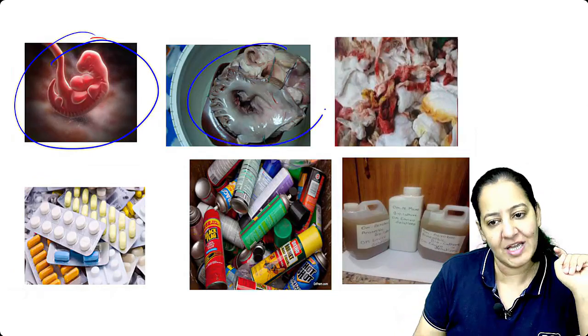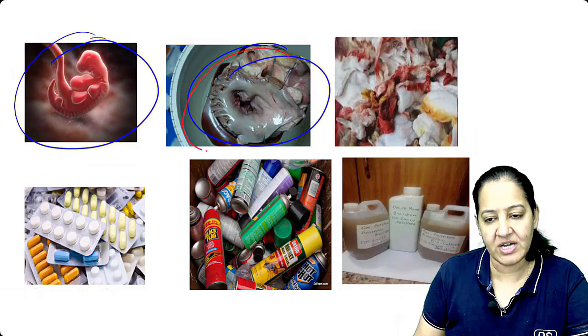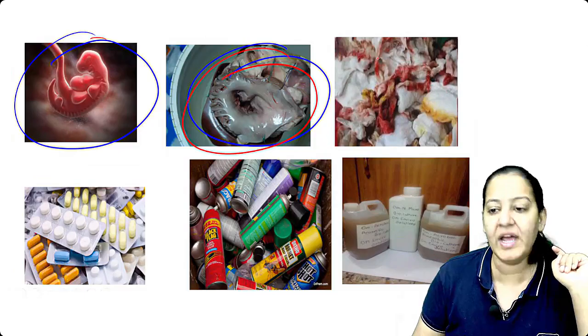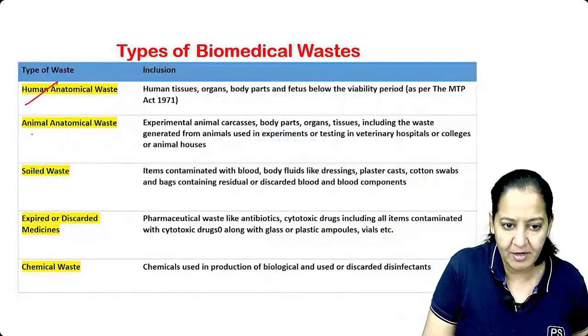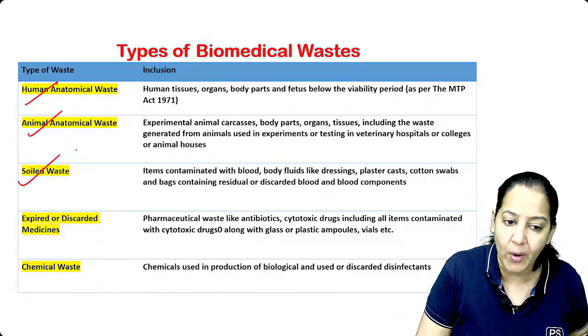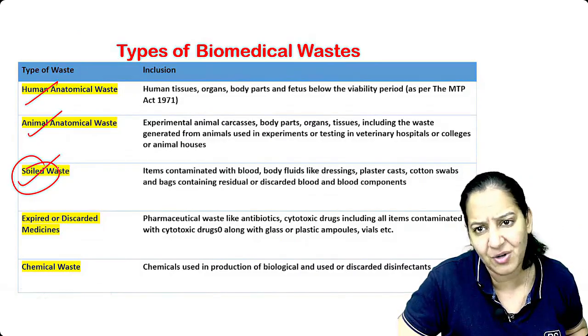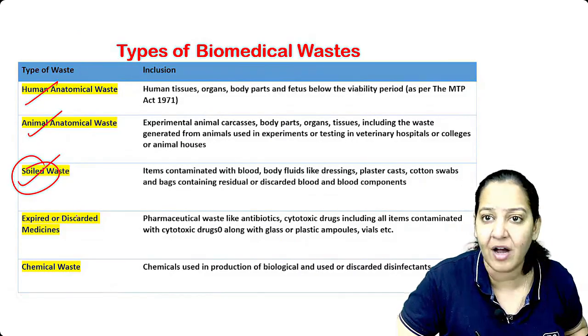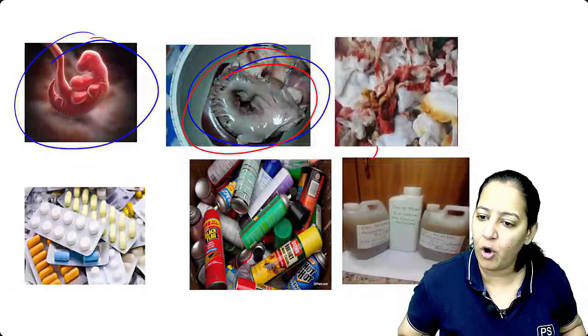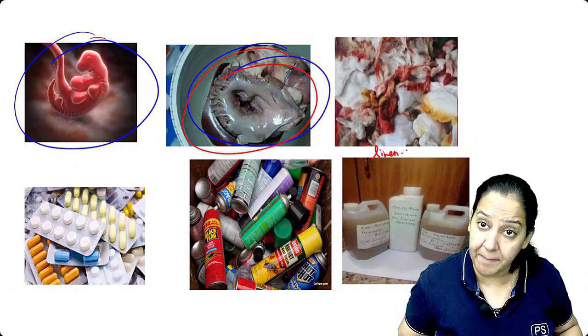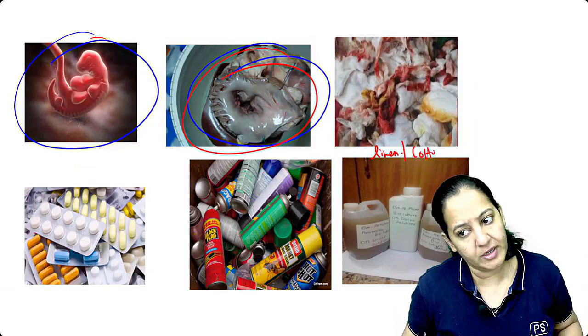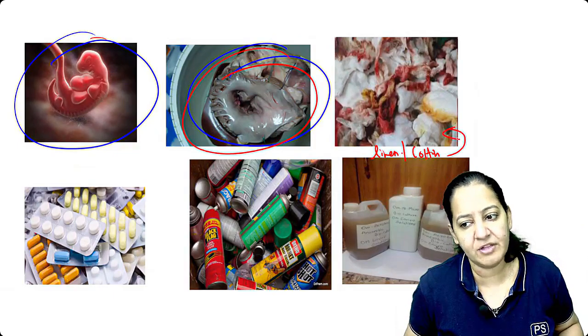The same can be animal anatomical waste, anything coming out of the body of the animal. Okay, so this is human anatomical, animal anatomical, soiled waste. What is soiled? Soiled doesn't mean soil. It is not dirty. It is not the soil. What does soiled mean? Any linen, meaning cloth, or cotton which is contaminated with human body fluid.